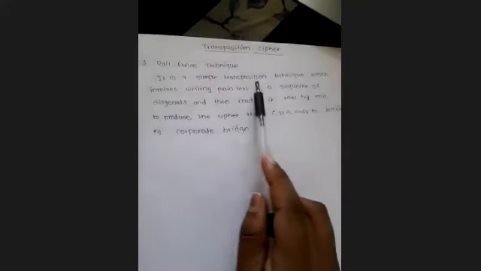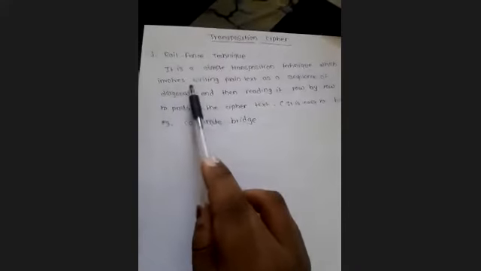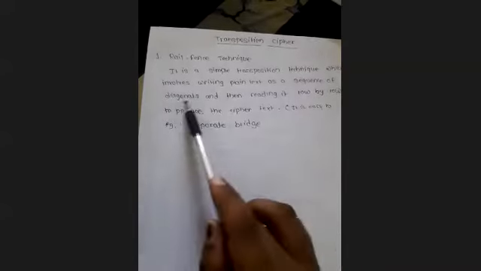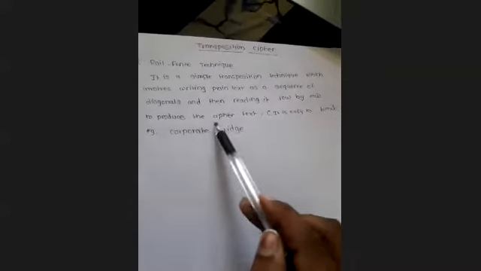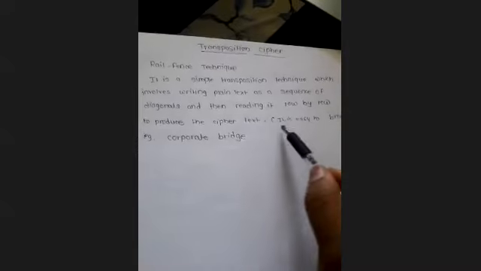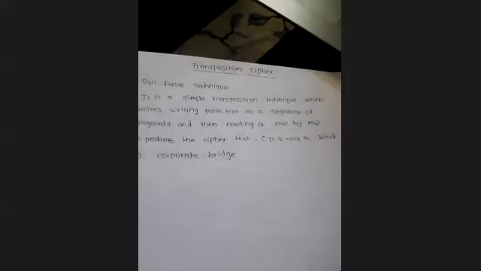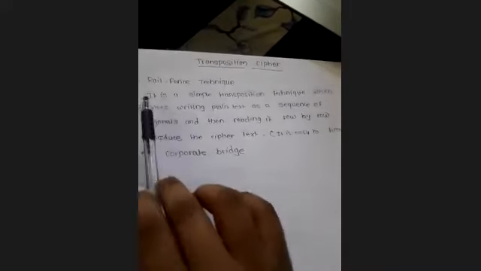In this Rail Fence method, what we do is, it is a simple transposition technique which involves writing plain text as a sequence of diagonals and then reading it row by row to produce the cipher text. But remember, the weakness of this Rail Fence method is it is very easy to break. How it is easy to break, that we will see in the next session.